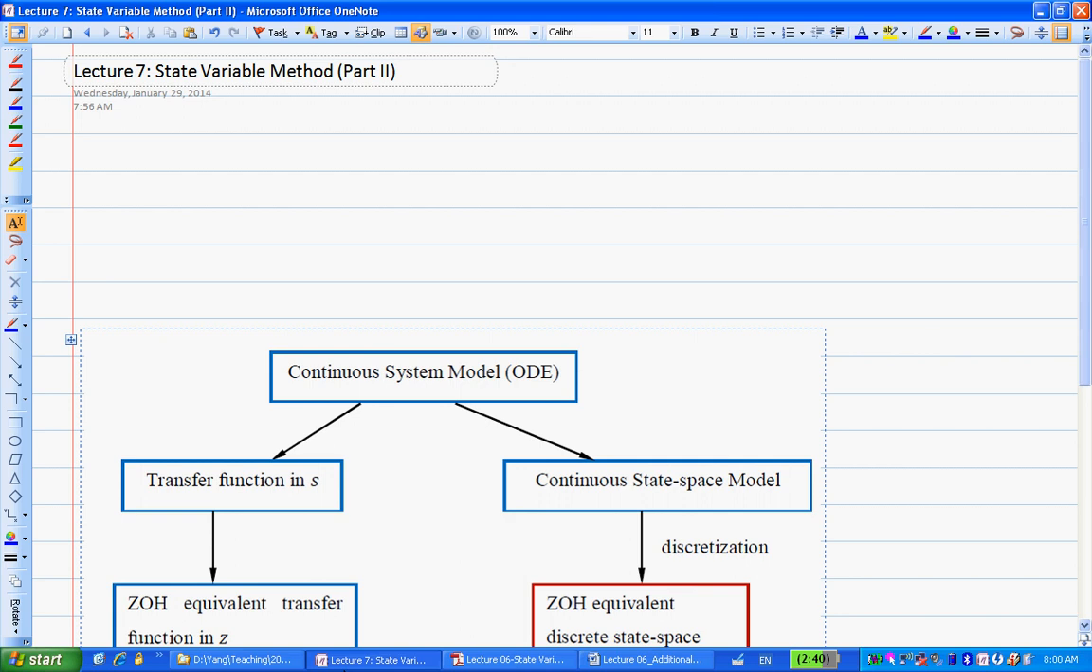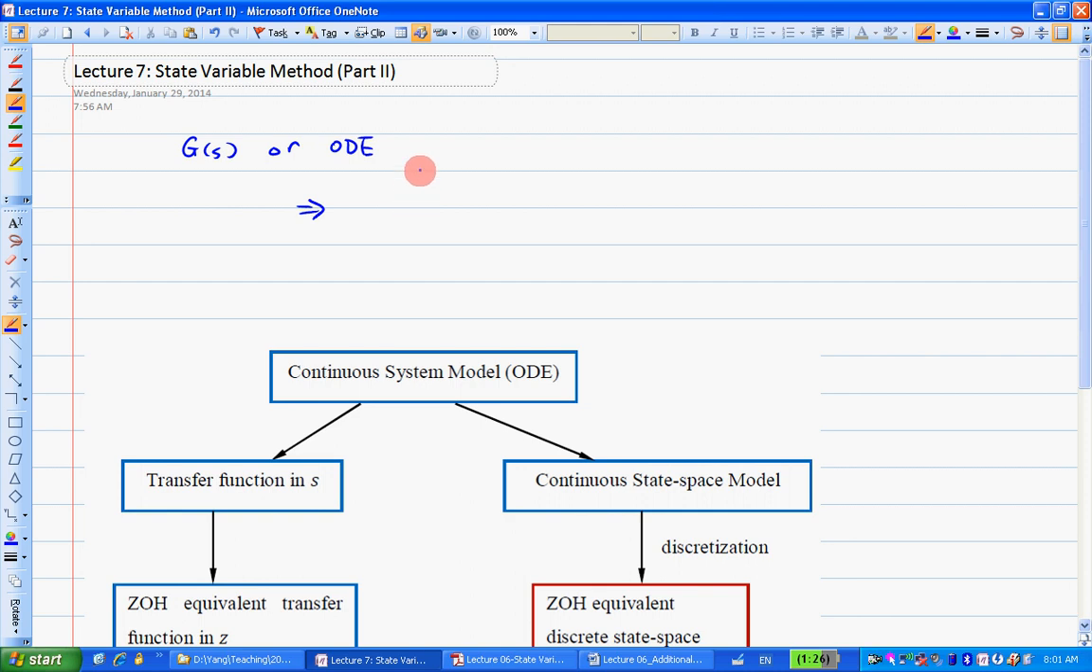Okay, so let's continue on the state variable method. We're gonna finish this today. Just a quick review. The state variable method is essentially a different way of modeling and analyzing the system. The whole objective is, given a plant, which may be represented by a transfer function or by an ordinary differential equation, we want to transform that into a state space model.